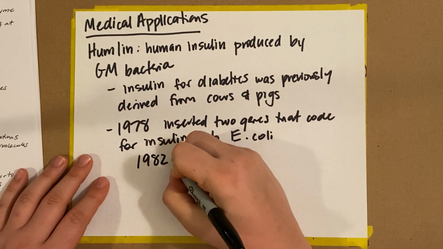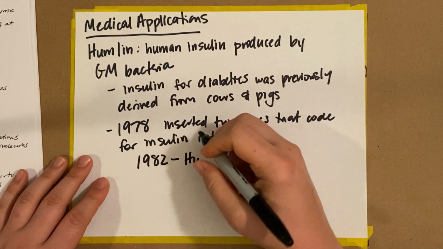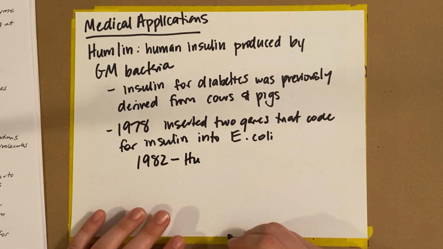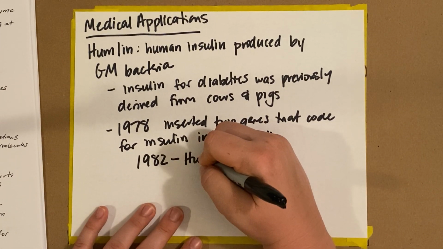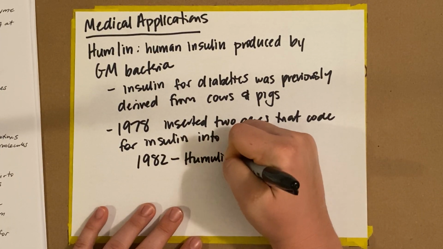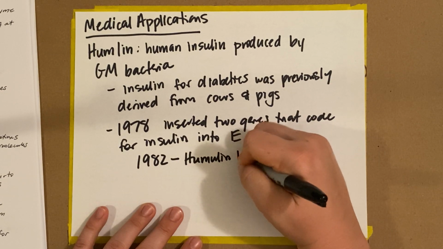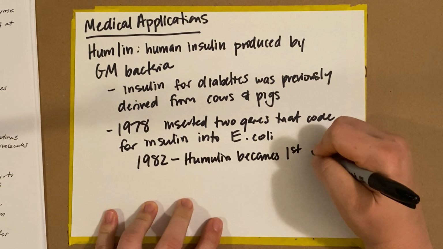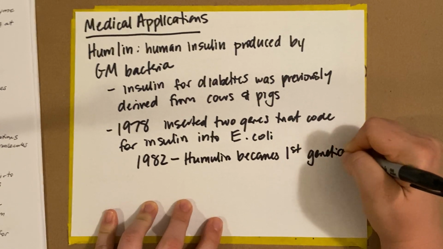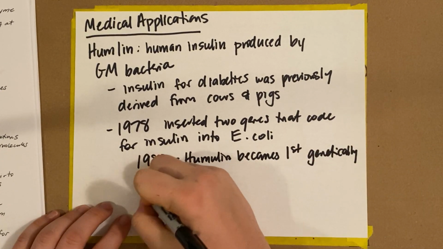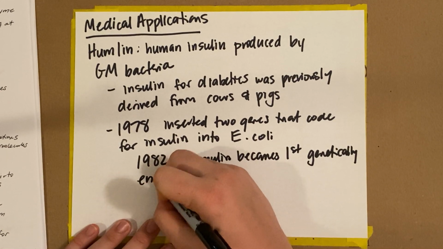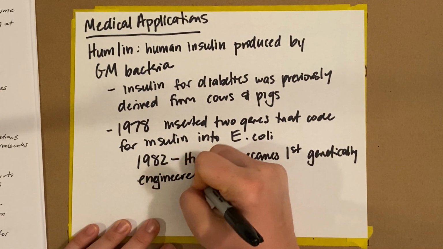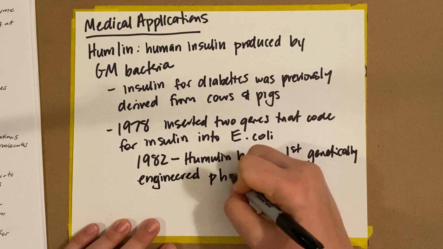Then in 1982, not too many years after that, humulin was the first genetically engineered pharmaceutical product. So humulin becomes the first genetically engineered pharmaceutical.